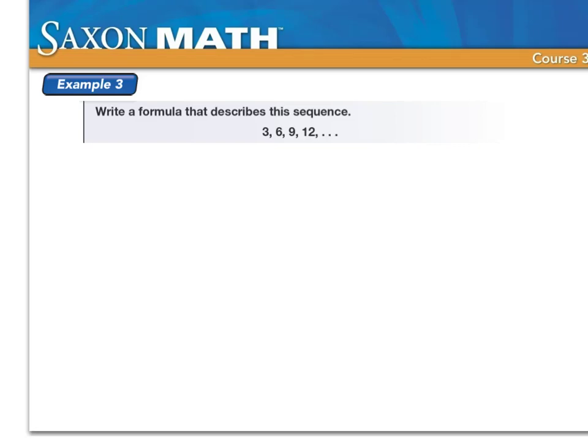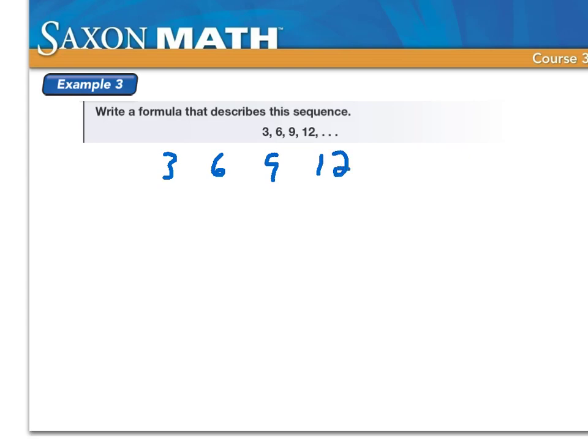Okay, this one says write a formula that describes this sequence. To make our life easier, I'm going to tell you what some formulas are for these. But our first job is to differentiate. We need to know if it's an arithmetic sequence or a geometric sequence, and to figure that out, we need to see how we get from term to term.